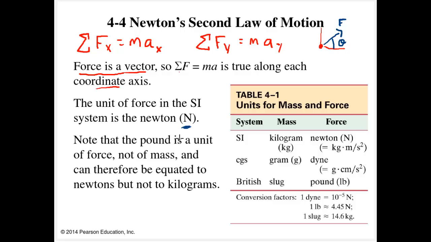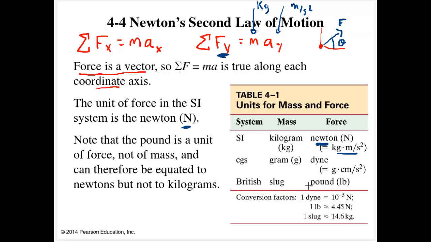Let me just reiterate again that the unit of force is the newton, and you can see right here that a newton is just the name of it. A newton is defined to be a kilogram meter per second squared. The unit for mass is kilogram. The unit of acceleration is meter per second squared. So you can see how Newton's law works out with the unit of newton.